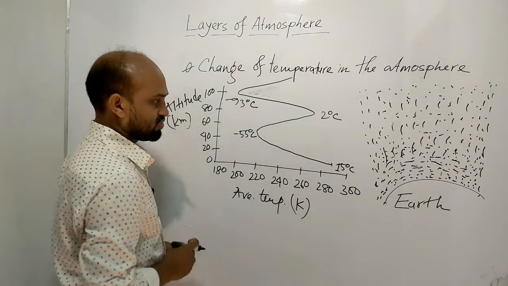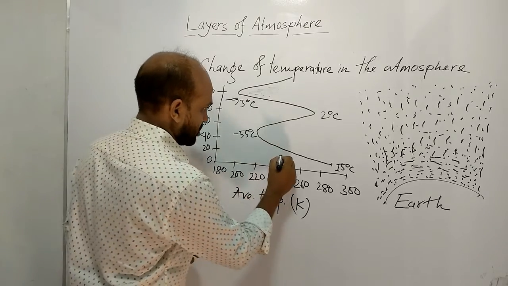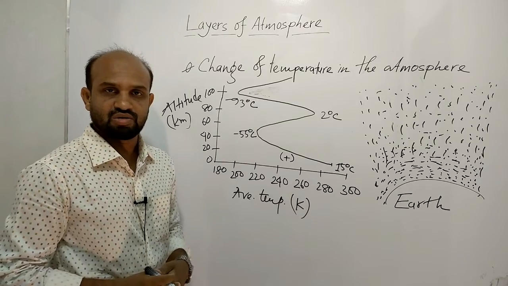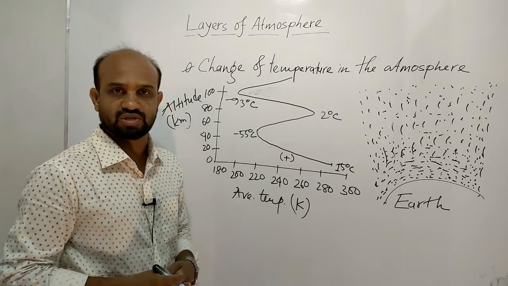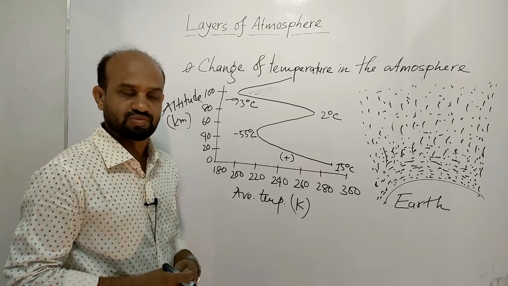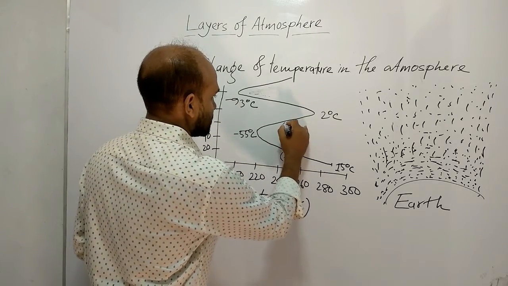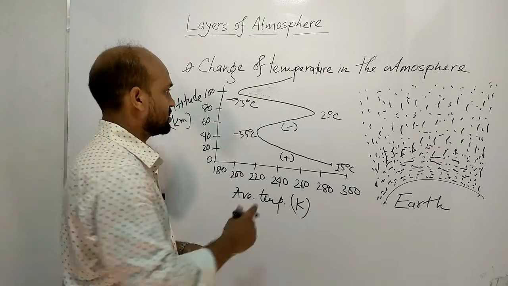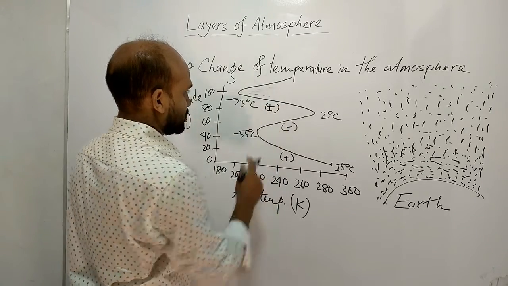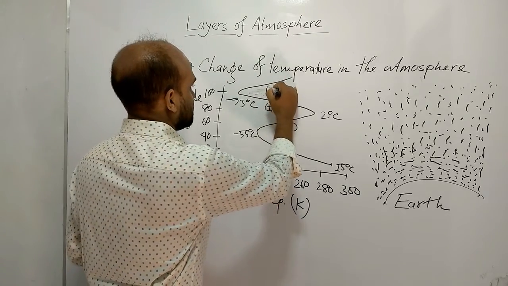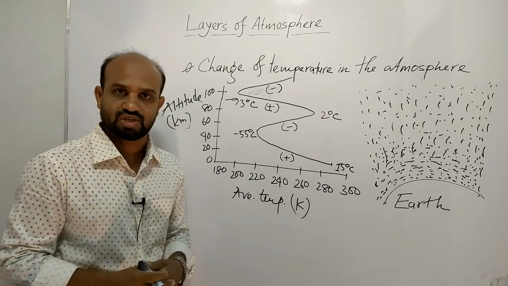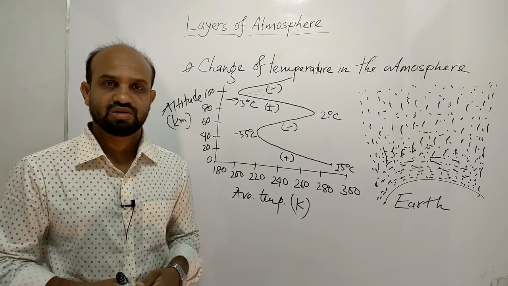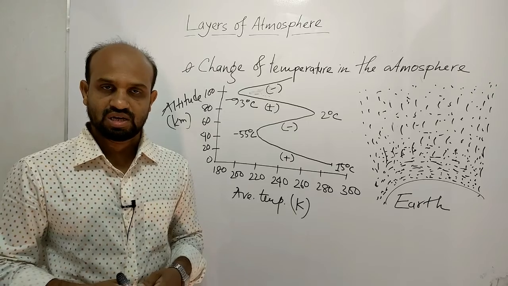This is decrease of temperature. This is called positive lapse rate. This is normal. Normal change, decrease in temperature. This is called positive lapse rate. This is increase of temperature. This is called negative lapse rate. Again it is positive lapse rate, again it is negative lapse rate, and this change of temperature in the upward direction is known as lapse rate.